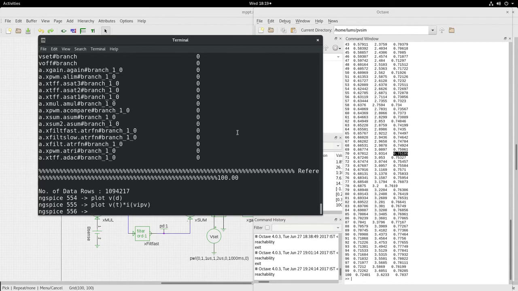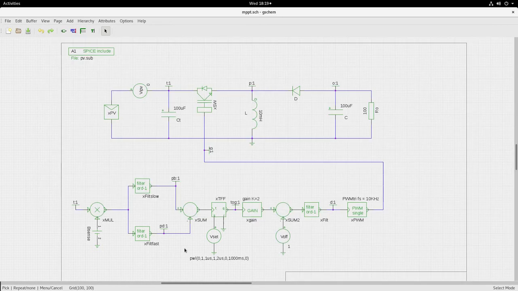So you see that the hill climbing algorithm has been implemented. The next step would be for you to practically implement it in hardware and try to validate the theory that we have understood and simulated. I will now leave it to you to explore the circuit in Ngspice and try to gain more insight into maximum power point tracking.